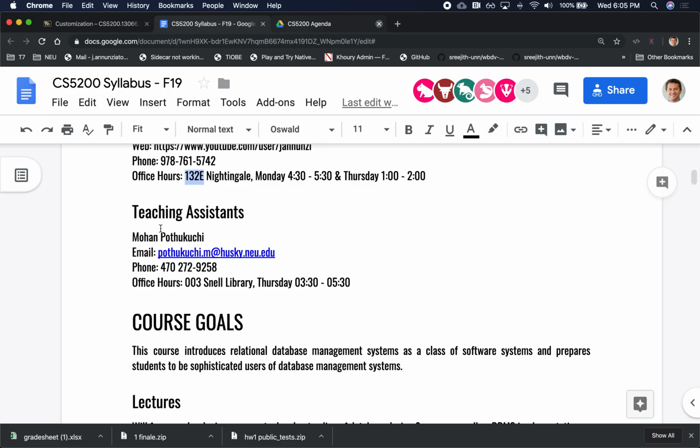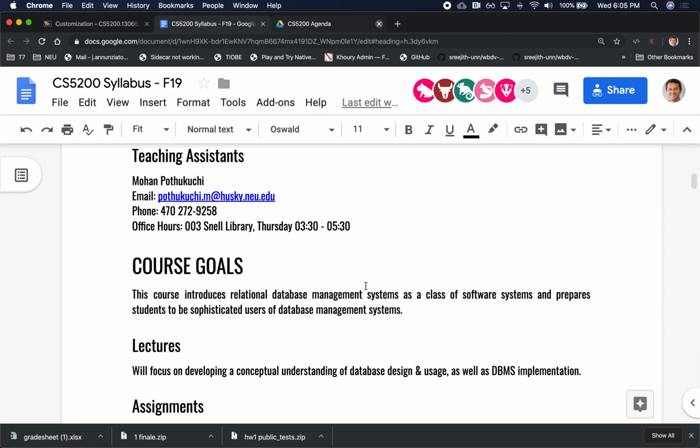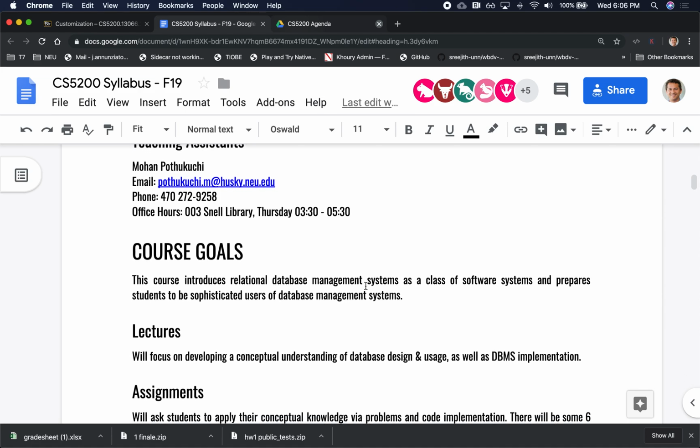There's two teaching assistants. One of them updated their contact information, Mohan Potukuchi. The other TA hasn't yet shared their contact.